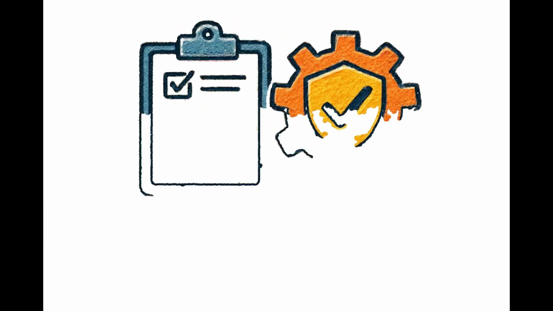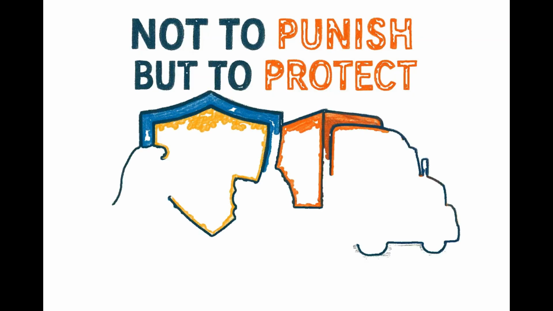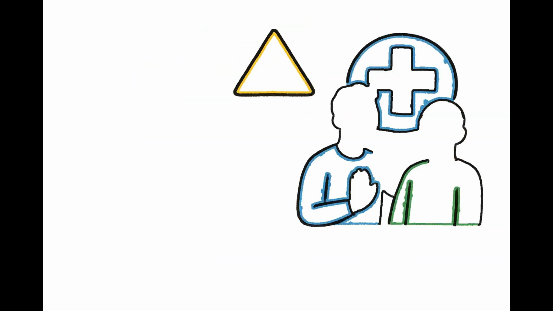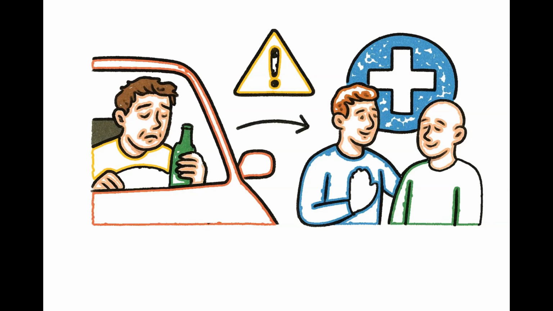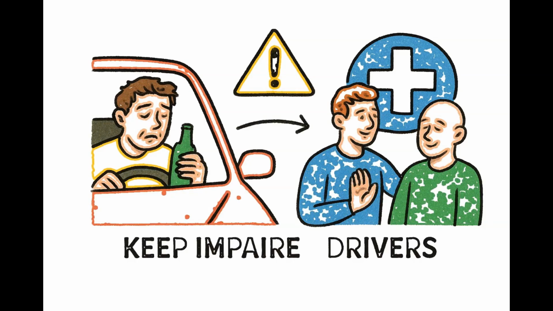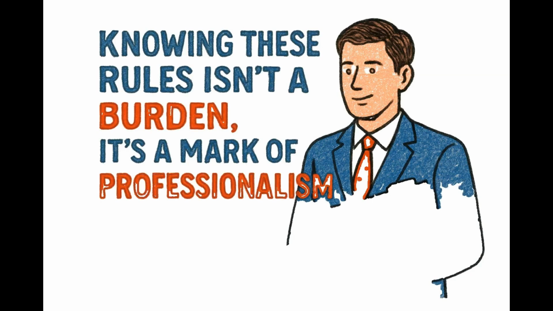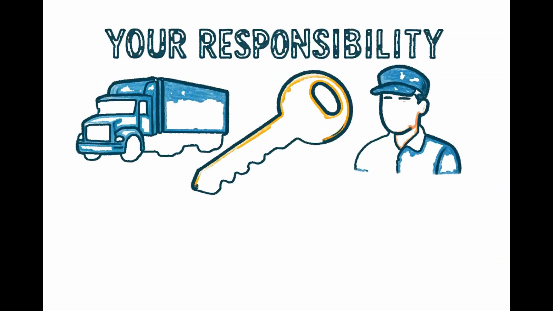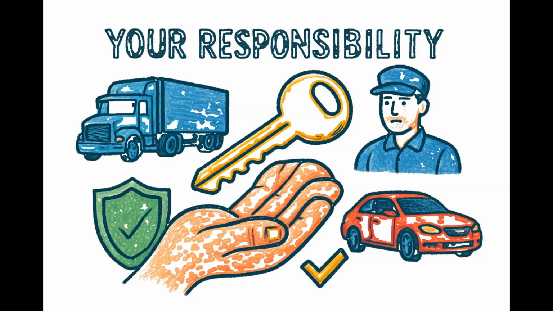Together, these two regulations create a comprehensive system. It's a system designed not to punish, but to protect. It's there to keep impaired drivers off the road and to ensure that those who do violate the rules get the help they need before returning to the driver's seat. Knowing these rules isn't a burden, it's a mark of professionalism. It's your responsibility, your protection, and your key to a long and safe career on the open road.